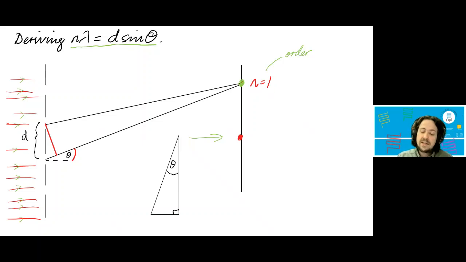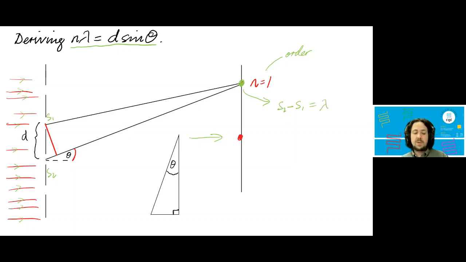Now, to create this bright spot here, it must be the case that we've got constructive interference. Otherwise, you don't get a bright spot. So if this must be constructive interference, then it must be true, just like it was before, that if I call this S1 and I call this S2, then S2 minus S1 is equal to lambda.